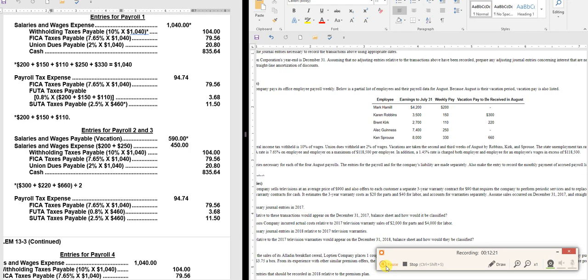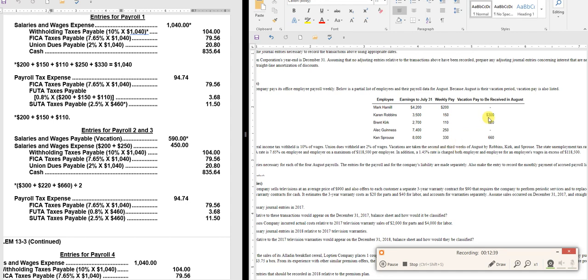Okay, the next one is this one. So notice it's entries for payroll 2 and 3. So these are the first week in August and the second week in August. And notice you kind of have to read this carefully. Vacations are taken in the second and third week of August.